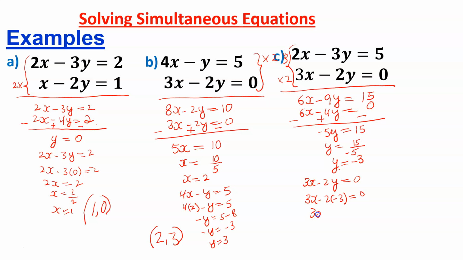That gives you 3x plus 6 equals 0. And finally, solve for x. 3x is minus 6. And x is minus 6 divided by 3. So that gives you x is minus 2. Now what's the point now? The point is x minus 2 and y minus 3. These are three solid examples which show you a variety of simultaneous equations and how to solve them. Okay? I hope you understand.